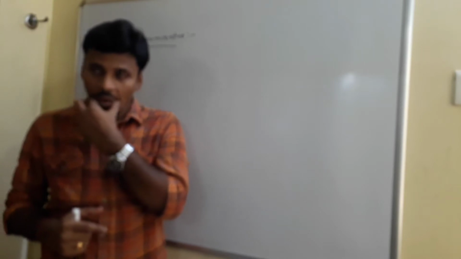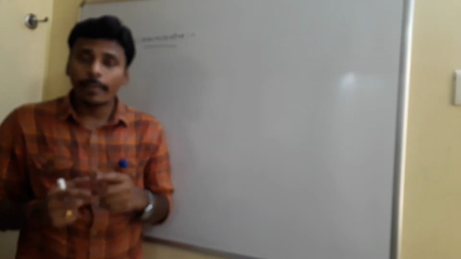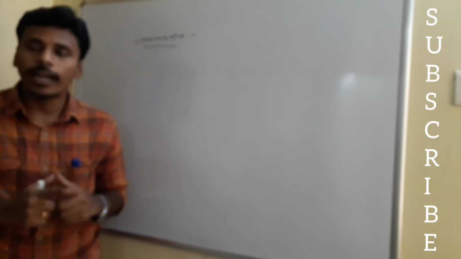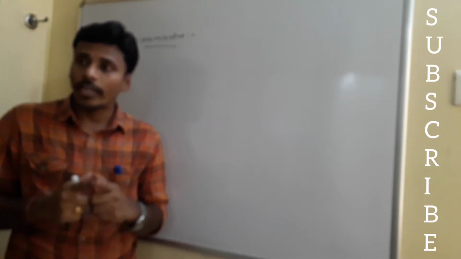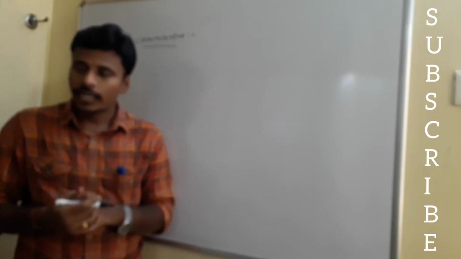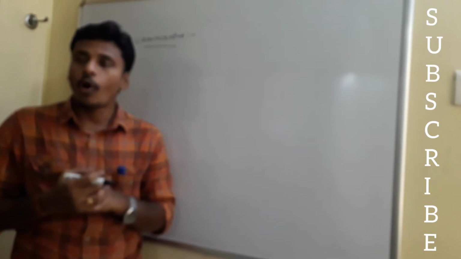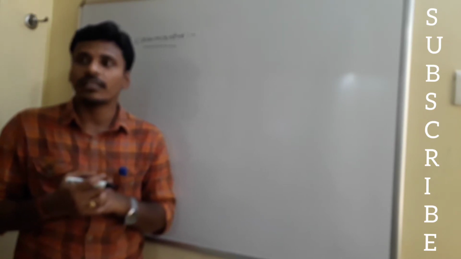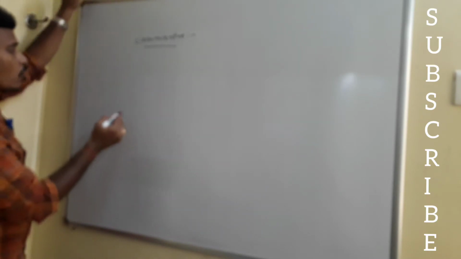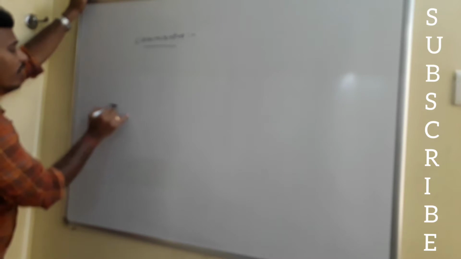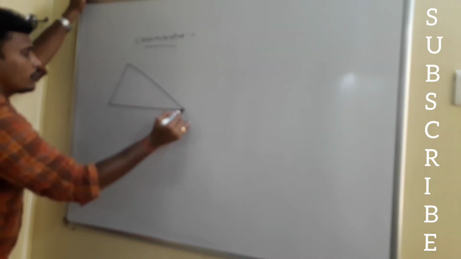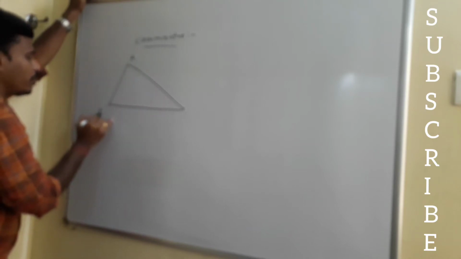In the previous class we discussed the median and the centroid. A median is the line joining a vertex to the midpoint of the opposite side, there exist three medians, and the point of concurrency of those three medians is the centroid. Now we are going to handle the circumcenter. Suppose I have a triangle, and the name of the triangle is ABC.